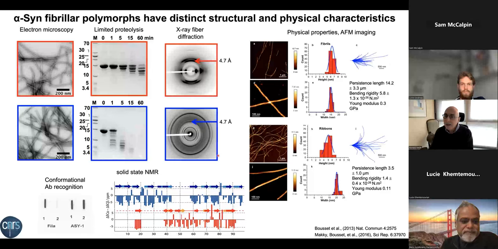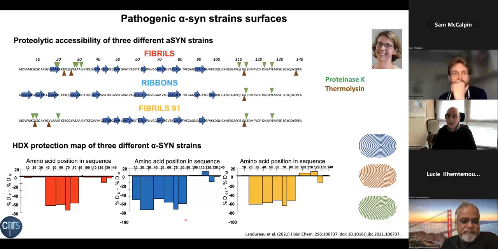We showed with Ronald Melki that they have different physical properties. These fibrils are stiff, these are flexible. And with Anja Böckmann and Beat Meier, we did a lot of solid state NMR to show that they are both of amyloid nature, very rich in beta strands, but the beta strands are organized differently in the polymorph that we call ribbons as compared to the polymorph that we call fibrils. Virginie Redeker pursued this work and mapped the surfaces of these fibrils using accessibility to proteases.